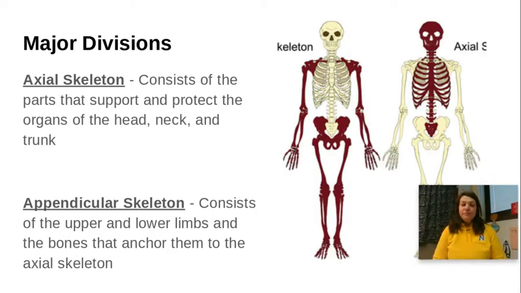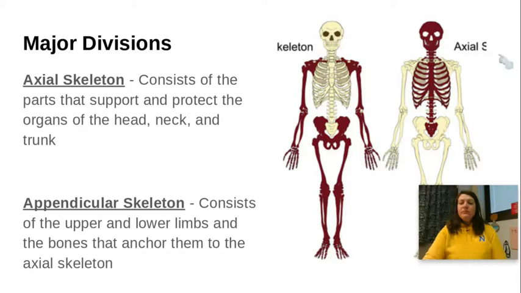There are two major divisions when we're talking about bones. We have the axial skeleton and we have the appendicular skeleton. The axial skeleton consists of the parts that support and protect the organs of the head, neck, and trunk. We call it the axial because it's sort of like the center. You can see here that this is the axial, highlighted in red. So it's like the trunk of your body.